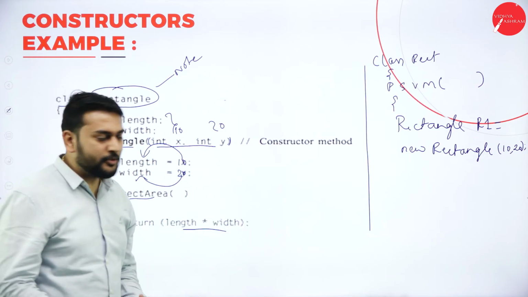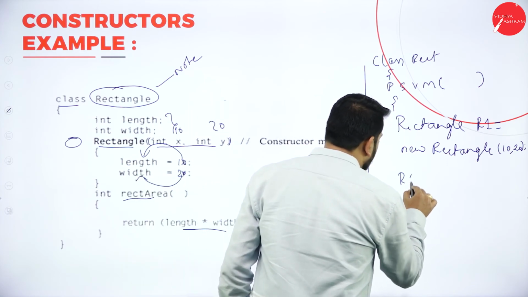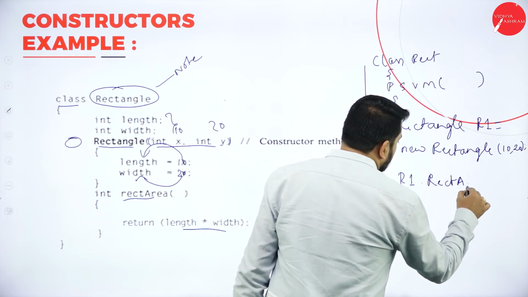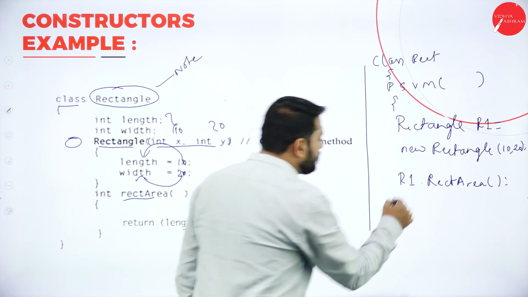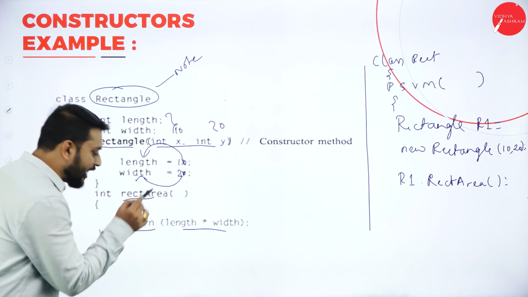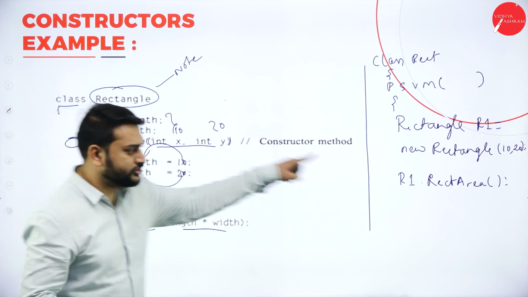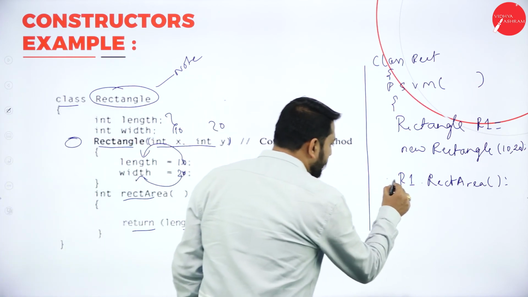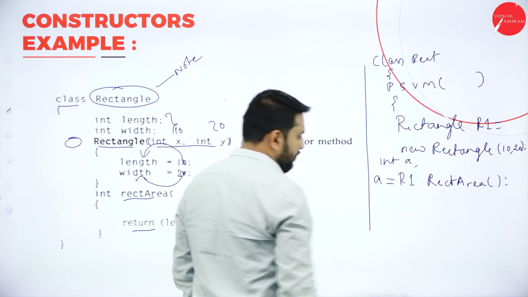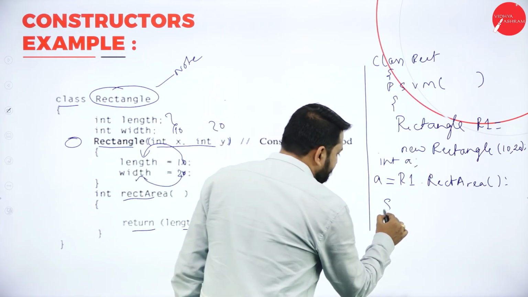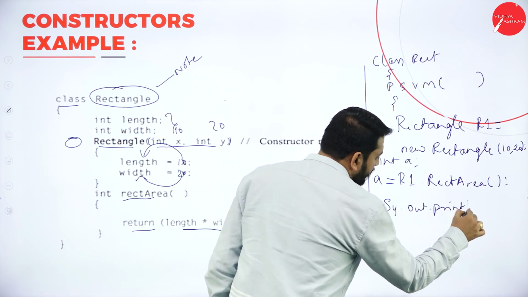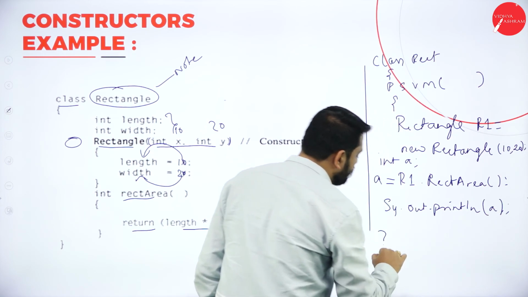Let me finish it. All right, R1 dot, what is the function name here? Rect area, so R1 dot rect area. This is a function call. This object is calling this function. If I call this, length into width will be calculated. I have the return statement, so this result will be returned to this statement. How do I print? Let me store it in a variable, let me store it in A. Imagine I have declared int A. Let me print this A. System dot out dot println, A. Print this, close this.